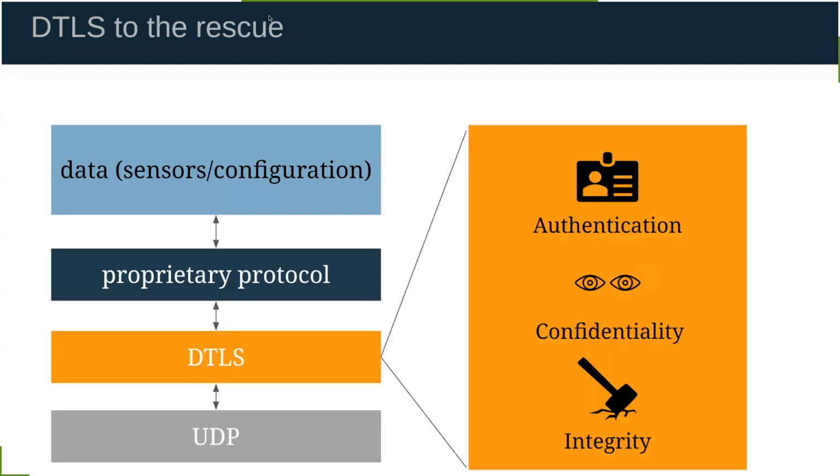So DTLS is usually plugged in at this layer of the stack. The device still collects this data, it still uses its proprietary protocol, but then it frames this proprietary protocol in DTLS, and DTLS provides authentication so that you are sure who the sender of the data is, confidentiality so nobody can intercept and read the data, and of course integrity, so nobody can manipulate the data without being noticed. And of course then DTLS will go over UDP as before.